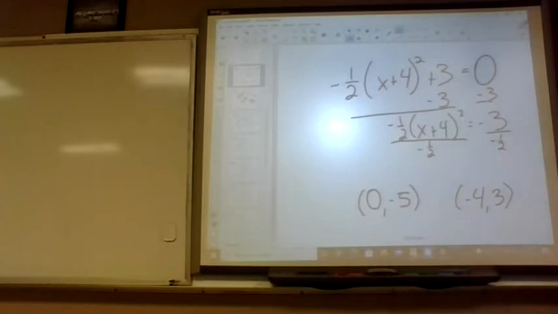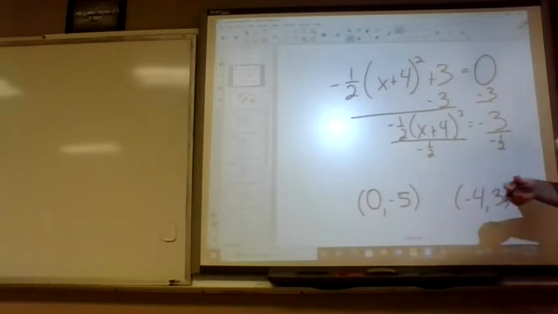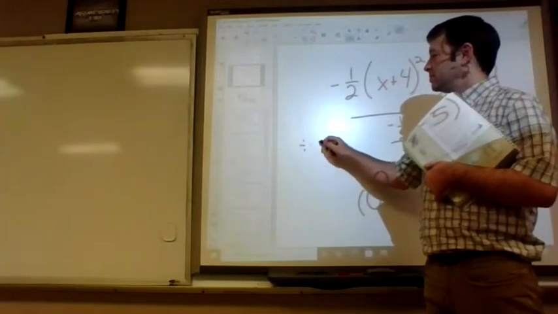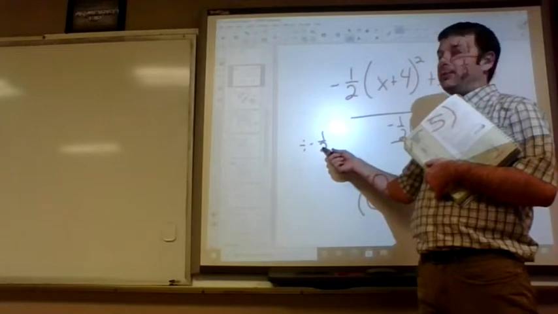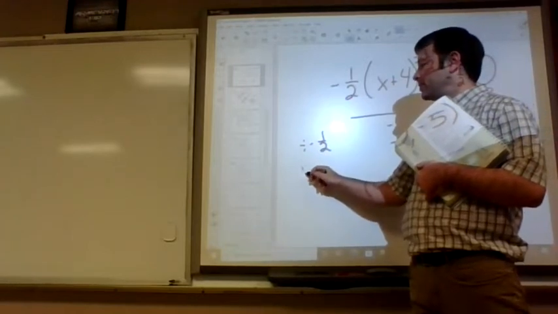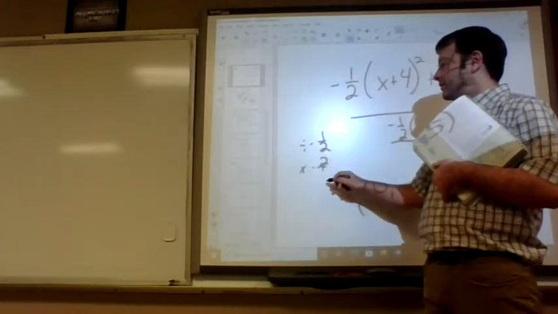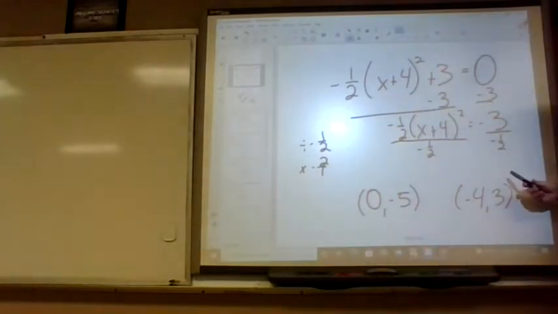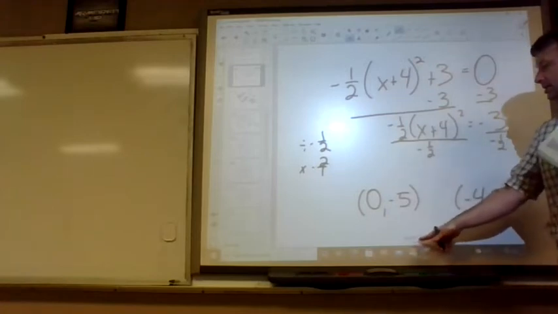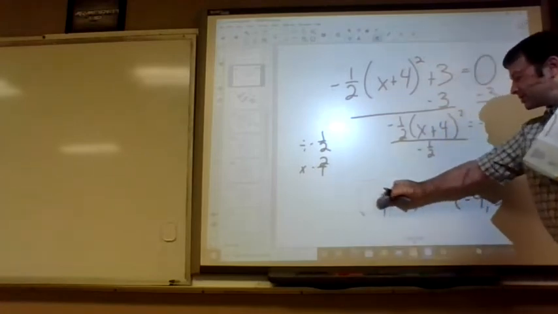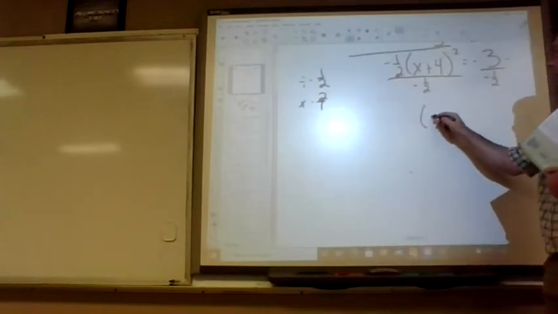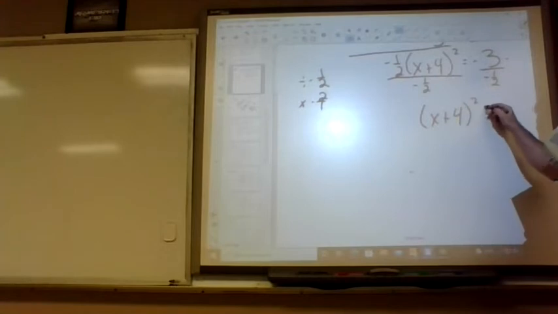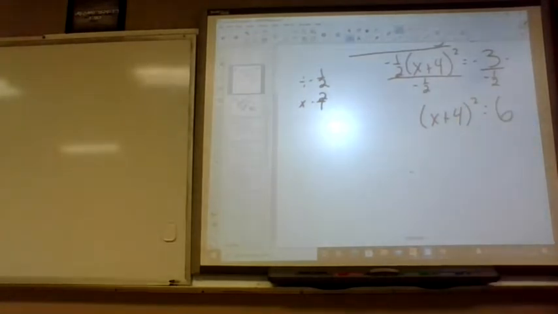You guys know what dividing by negative a half is the same thing as doing? Dividing by negative a half is like, you flip it, multiplying, and then you multiply by negative 2. So negative 3 times negative 2 is 6. I'm just going to erase that because it's in my way. So x plus 4 squared equals 6.